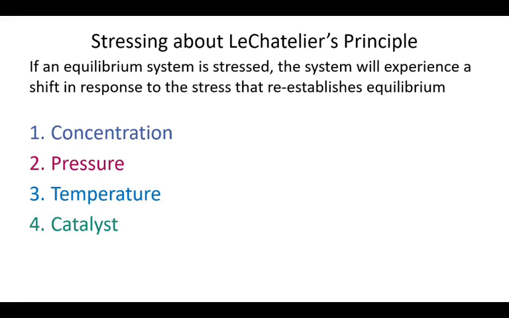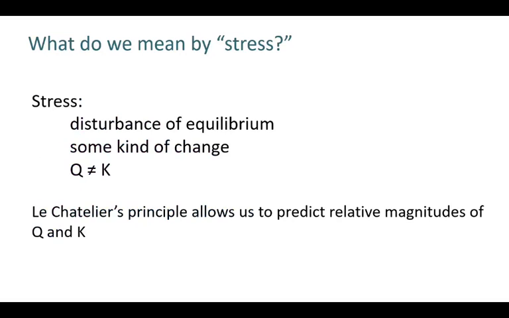So today we're going to talk about LeChatelier's principle. LeChatelier's principle tells us that if an equilibrium system is stressed, then the system will experience a shift in response to the stress that reestablishes equilibrium. And so the four different kinds of stress that we're going to talk about are a change in concentration, a change in pressure, a change in temperature, and the addition of a catalyst.